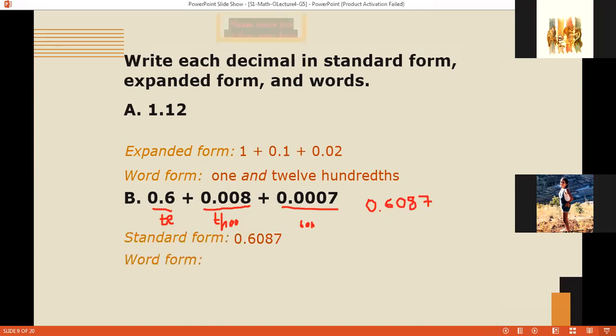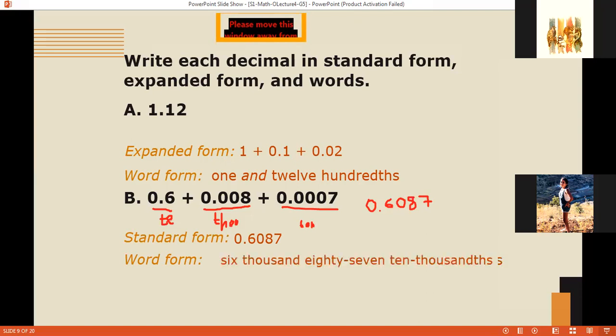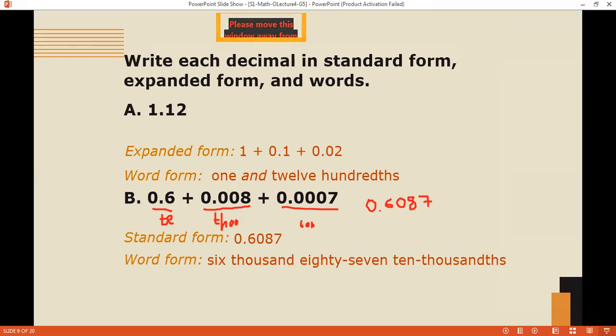Okay. 6,087 ten-thousandths. Bravo, ya Malak. Excellent. Malak was French and became English, and you can say them this way. I'm so proud of you, Malak. Yalla, let us continue.